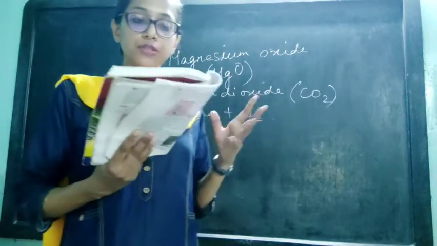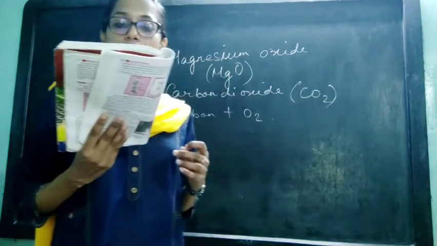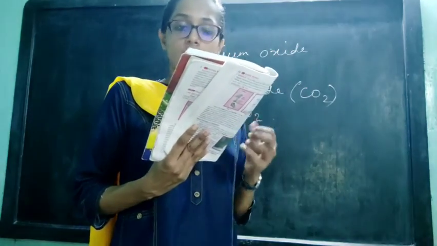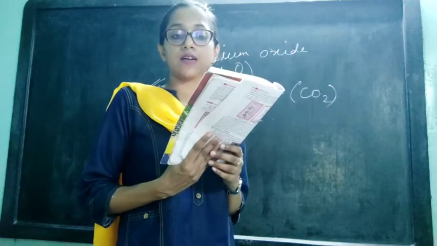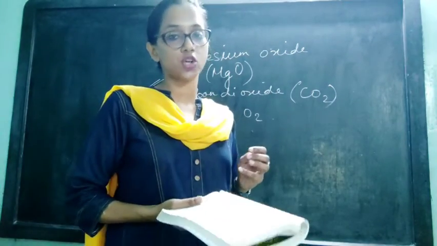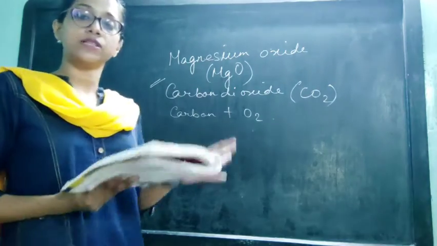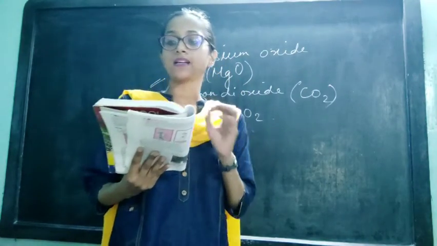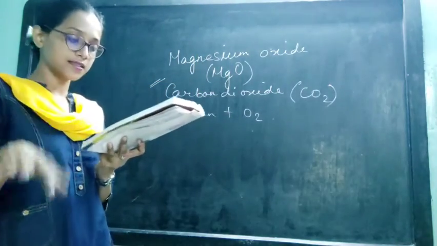Next, number 3. The solid is highly porous, and for this reason it can absorb gases, that is, it can hold gas molecules on its surface. Oxygen is appreciably soluble in water and slightly heavier than air. Carbon dioxide is also heavier than air, 1.5 times, and it is also fairly soluble in water. Next, charcoal has no role in respiration, but oxygen helps in respiration. And carbon dioxide is poisonous. We cannot inhale carbon dioxide, right? We exhale it. So these are the differences in properties.